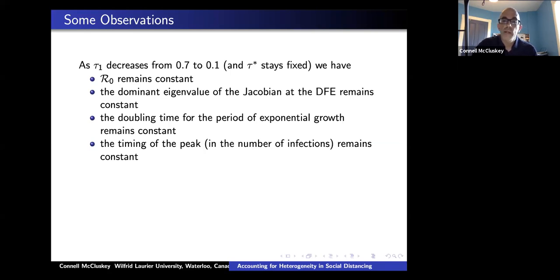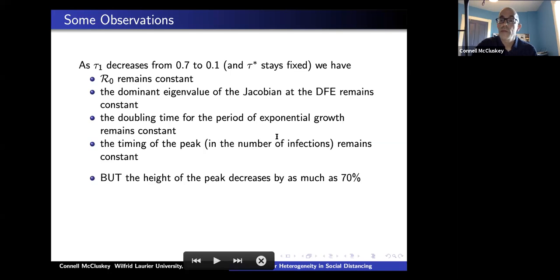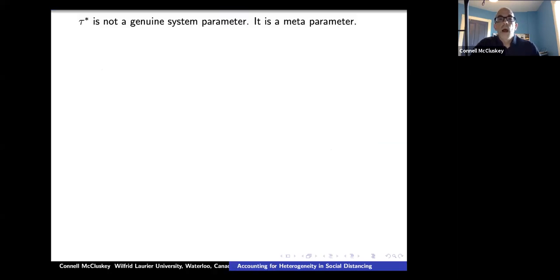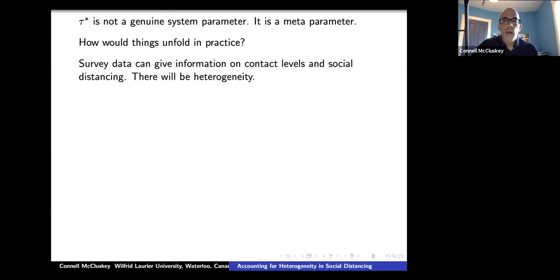And from the plots, I think it shows that the distancing could be quite important. So the height of the peak can decrease quite dramatically. So for a while I was quite caught up in that, and to start thinking about it, the tau star is not really an input parameter. If you went out and started measuring your population and what they're doing, you wouldn't start with tau star.